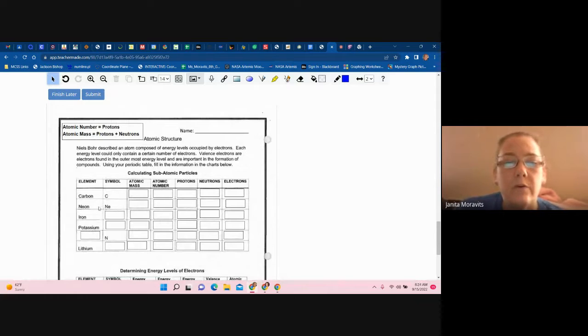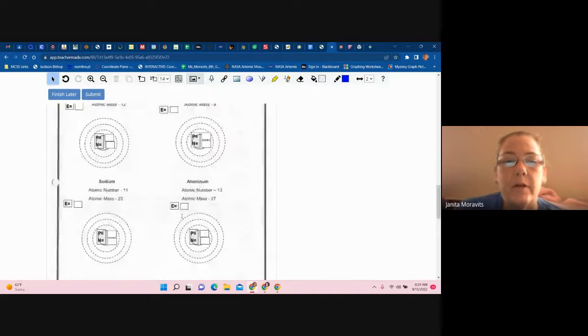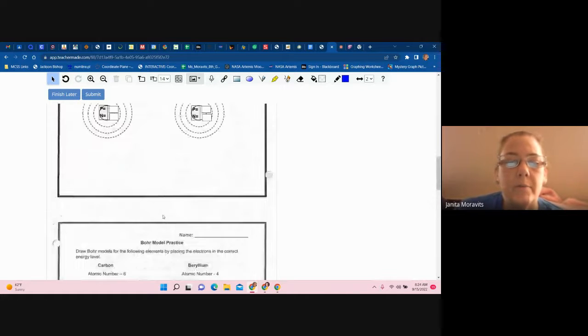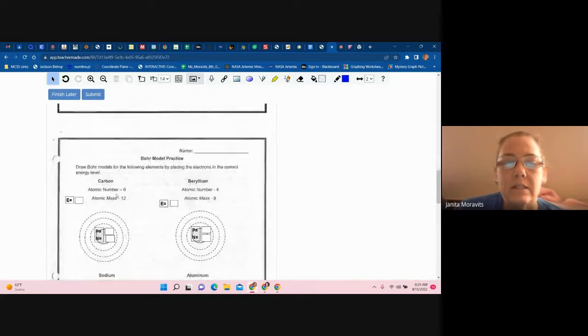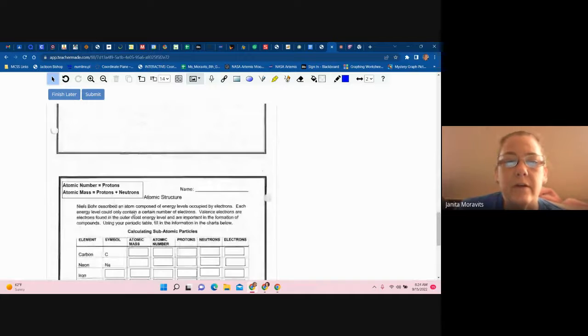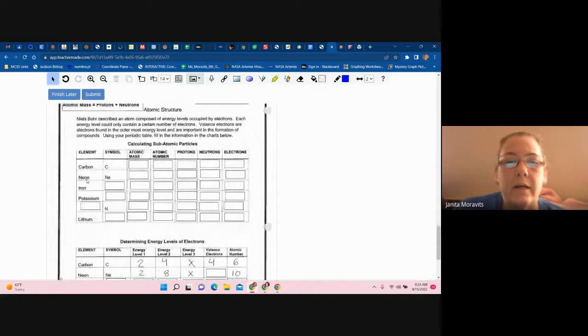Well, first of all, you're going to look up carbon on your periodic table, and you're going to find out its atomic mass and atomic number. And I'm pretty sure carbon is right here also. It says its atomic number is 6 and its atomic mass is 12. So let's go down here. All right, atomic number was 6 and atomic mass was 12.